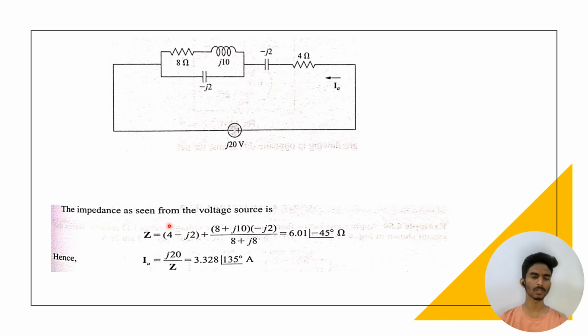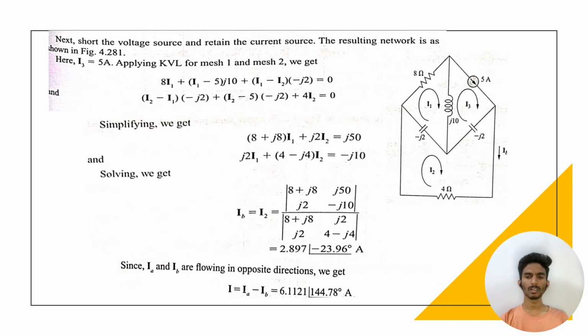We know that V is equal to IR. In this case, V is equal to IZ. So we can write I is equal to V by Z. V is j20 divided by Z, which we calculated here, and by converting into rectangular form, we will get the answer also here. In the previous slide we completed calculating the value of Ia.